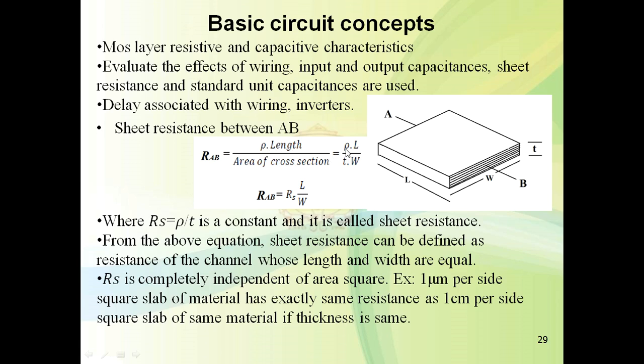Here rho is the specific resistivity of this material, and L is the length of the sheet. The cross-section area is nothing but the thickness multiplied by width, therefore T into W. Now if I assume rho by T is equal to R_S, then R_AB is equal to R_S into L by W, length to width.